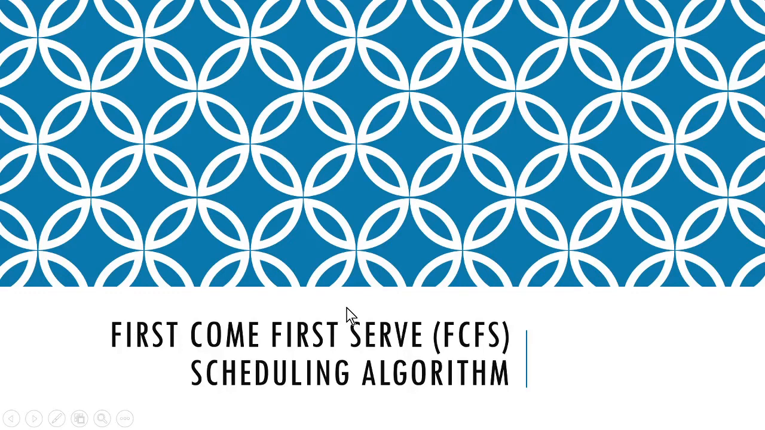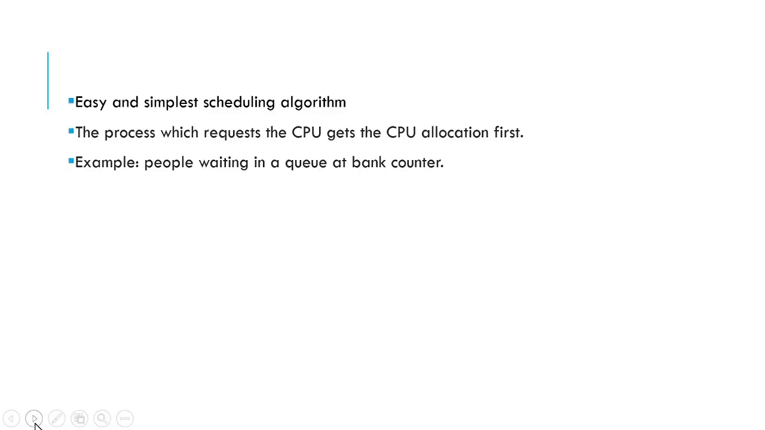Hello students, let's have a look at one of the basic and easiest scheduling algorithms, that is First Come First Serve, or we say FCFS scheduling algorithm. It is one of the easiest and simplest scheduling algorithms. What happens in FCFS is the process which requests the CPU first is going to get the CPU first. So whoever comes first will be served first.